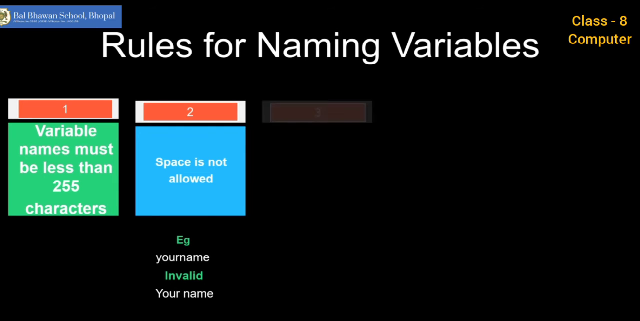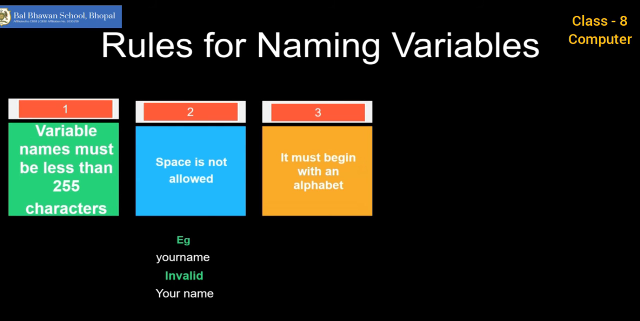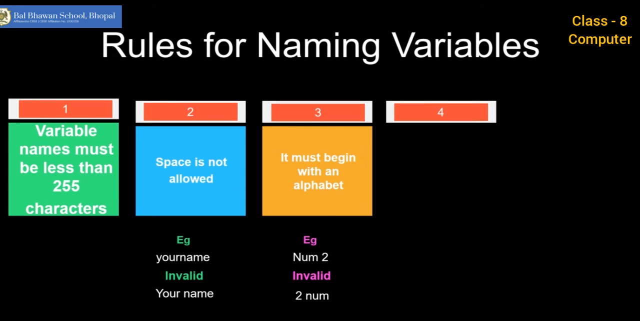Rule number 3. It must begin with an alphabet. Example, NUM2. This is correct. But if you write 2NUM, that will be wrong. So every time you name a variable, it should start with an alphabet, either capital or small.